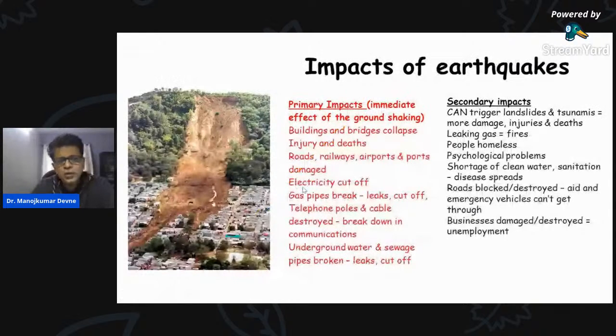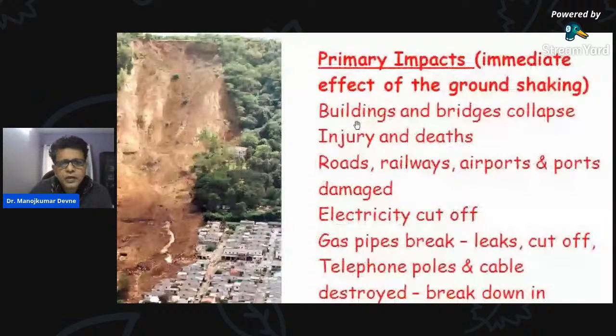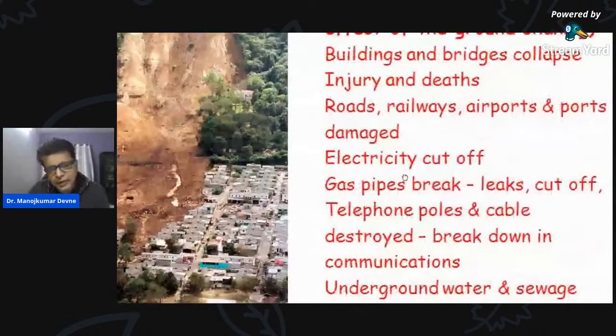Now, what are the impacts of the earthquakes as such? Remember that many a time we speak about these, but we need to classify these as two: the primary impacts, which means the immediate impacts, what happens immediately after the shaking of the ground, and then the secondary impacts. That means because of the primary impacts, it will lead to some other things, and so on and so forth. Now, the primary impacts: it will lead to buildings and bridges collapsing, injury and deaths, rails, roadways, airports, and of course other ports being damaged. Electricity tends to get cut off.